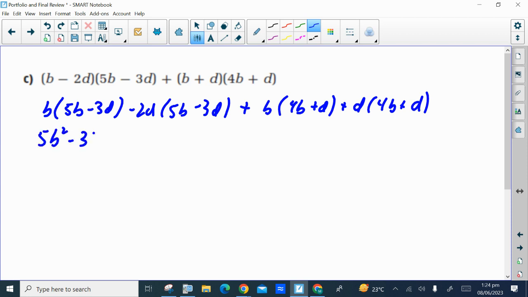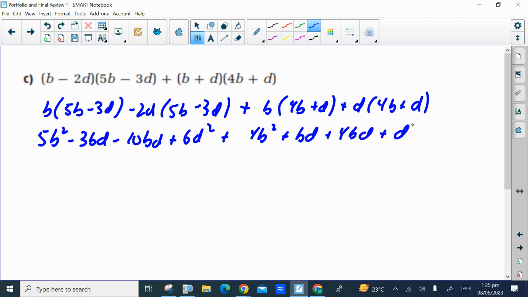this will be 3bd minus 10bd plus 6d squared. That'll be 4b squared plus 1bd plus 4bd plus 1d squared. So the 5b squared and the 4b squared can be added together to get 9b squared.